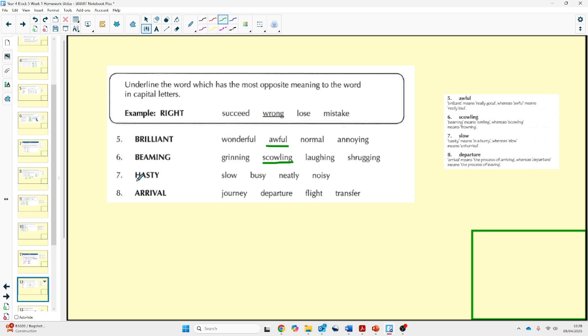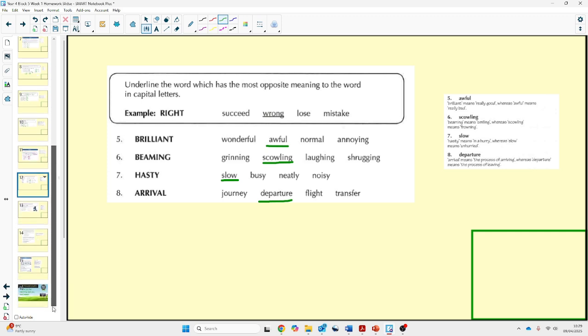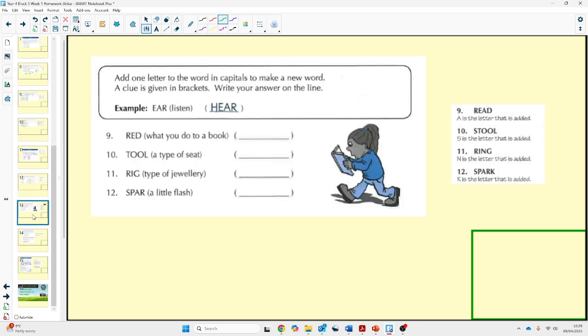And number 7, we've got hasty, which means to be quick, and then slow. Arrival, when you think about an airport here, we've got the arrivals, and then we've got the departure. So arrival and departure are the opposites there. So again, if there's any words, even within the answer options that you didn't know the meanings of, make sure you write those and record those down in your word and meaning book.